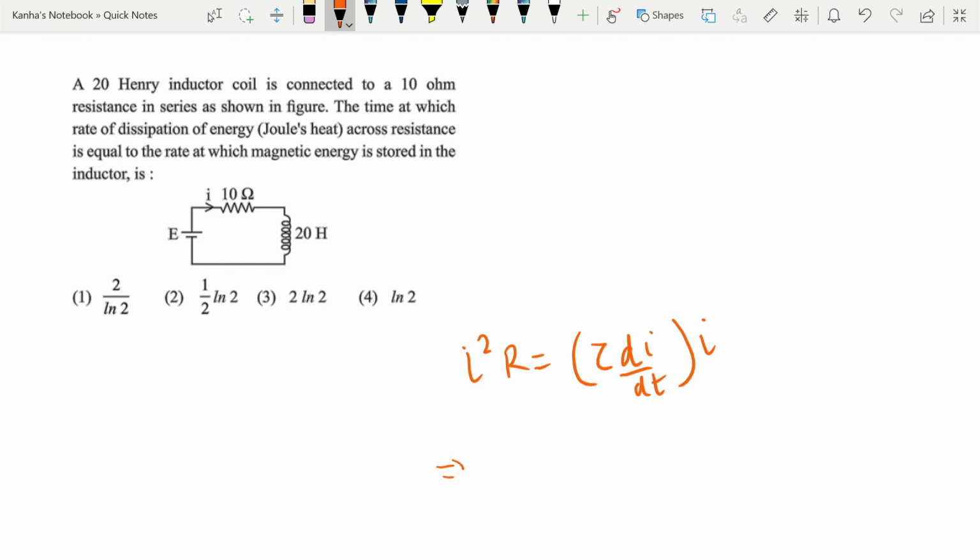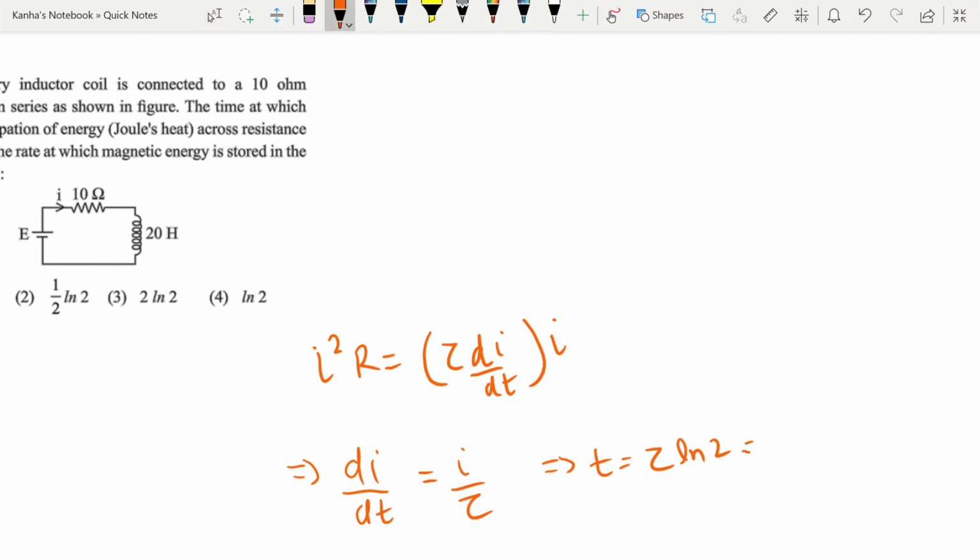Okay, that implies di by dt is nothing but I by tau. Okay, that implies T is equal to tau ln 2 is equal to 2 times ln 2. Why? Because tau is nothing but L by R, which is the time constant. It's nothing but 20 by 10 is equal to 2. So using that, your answer turns out to be 2 times ln 2.